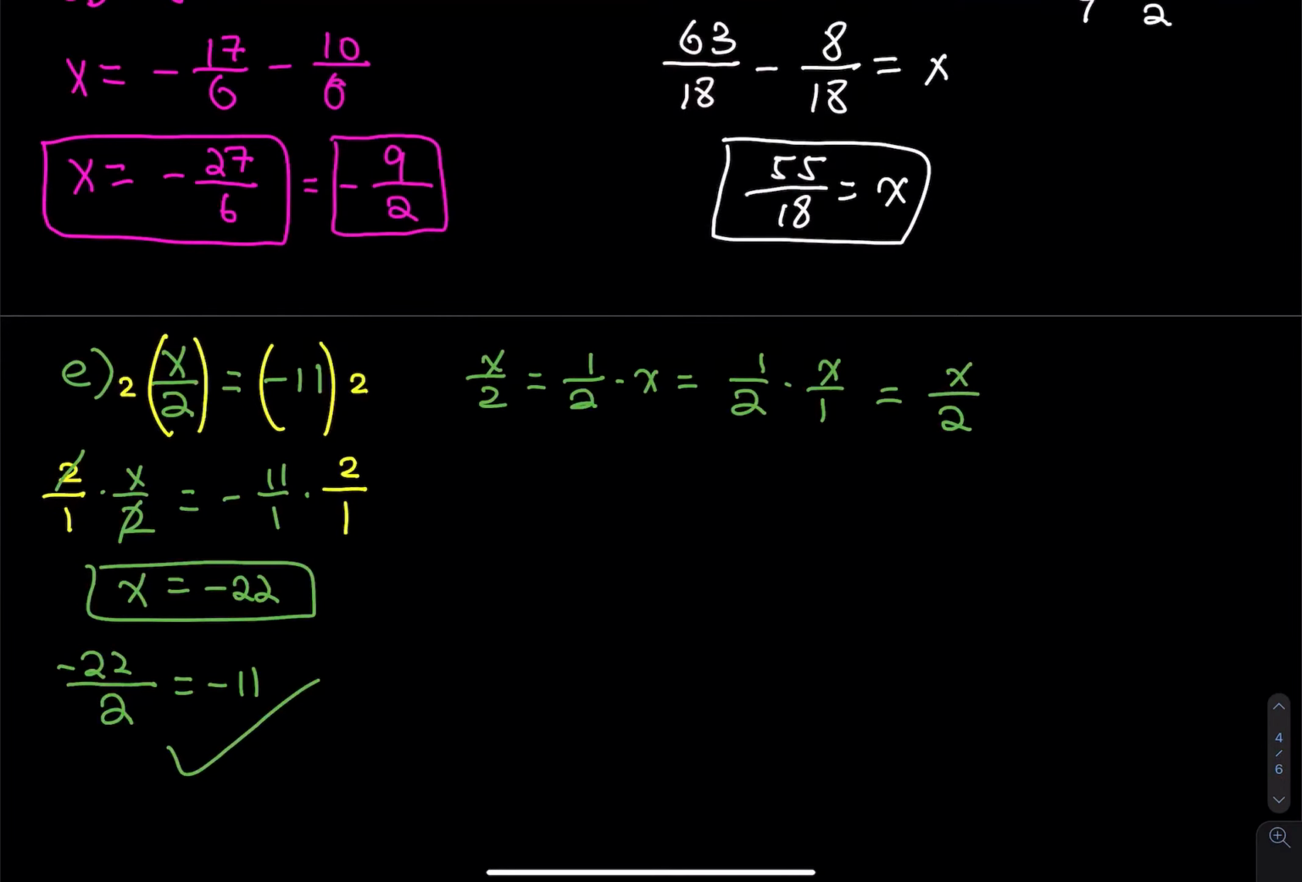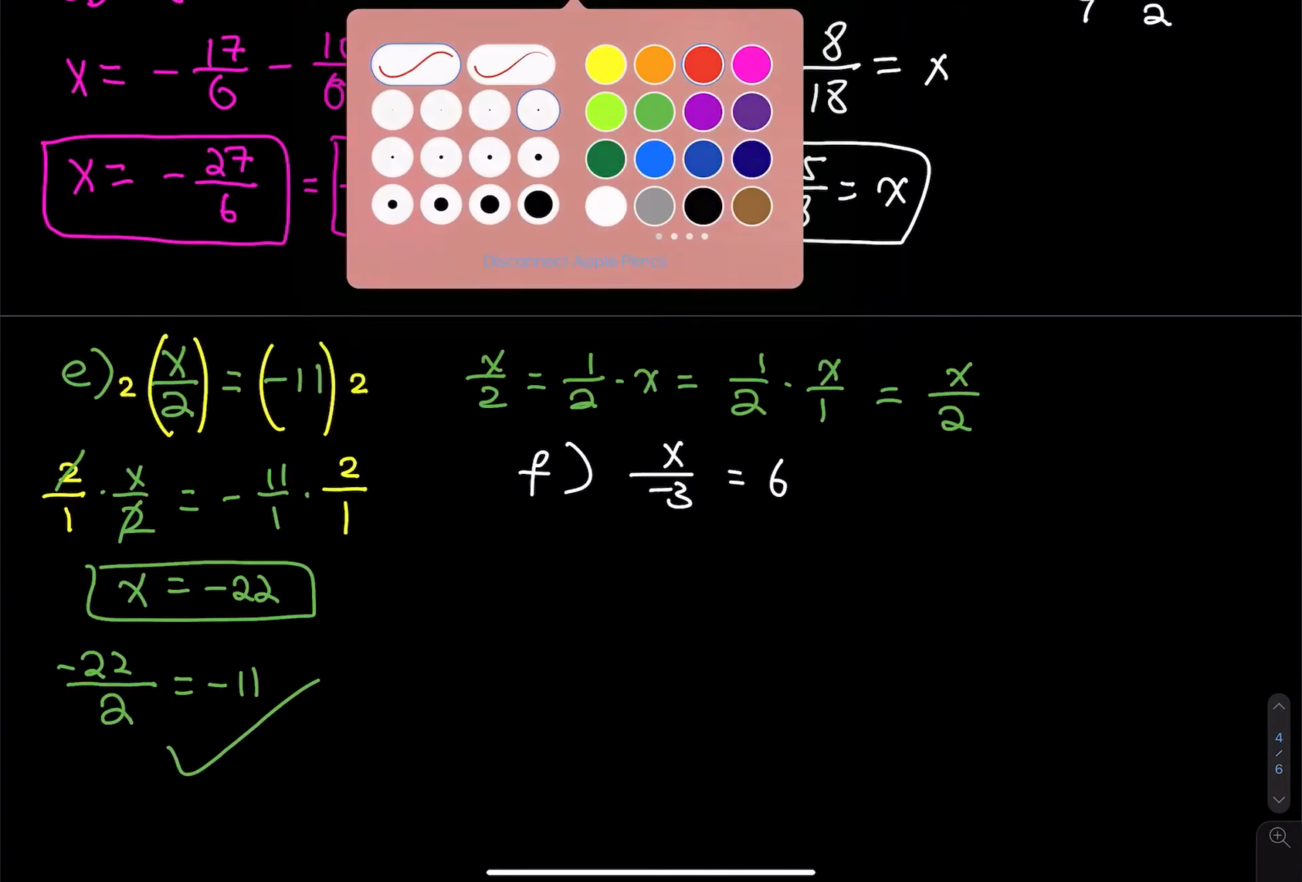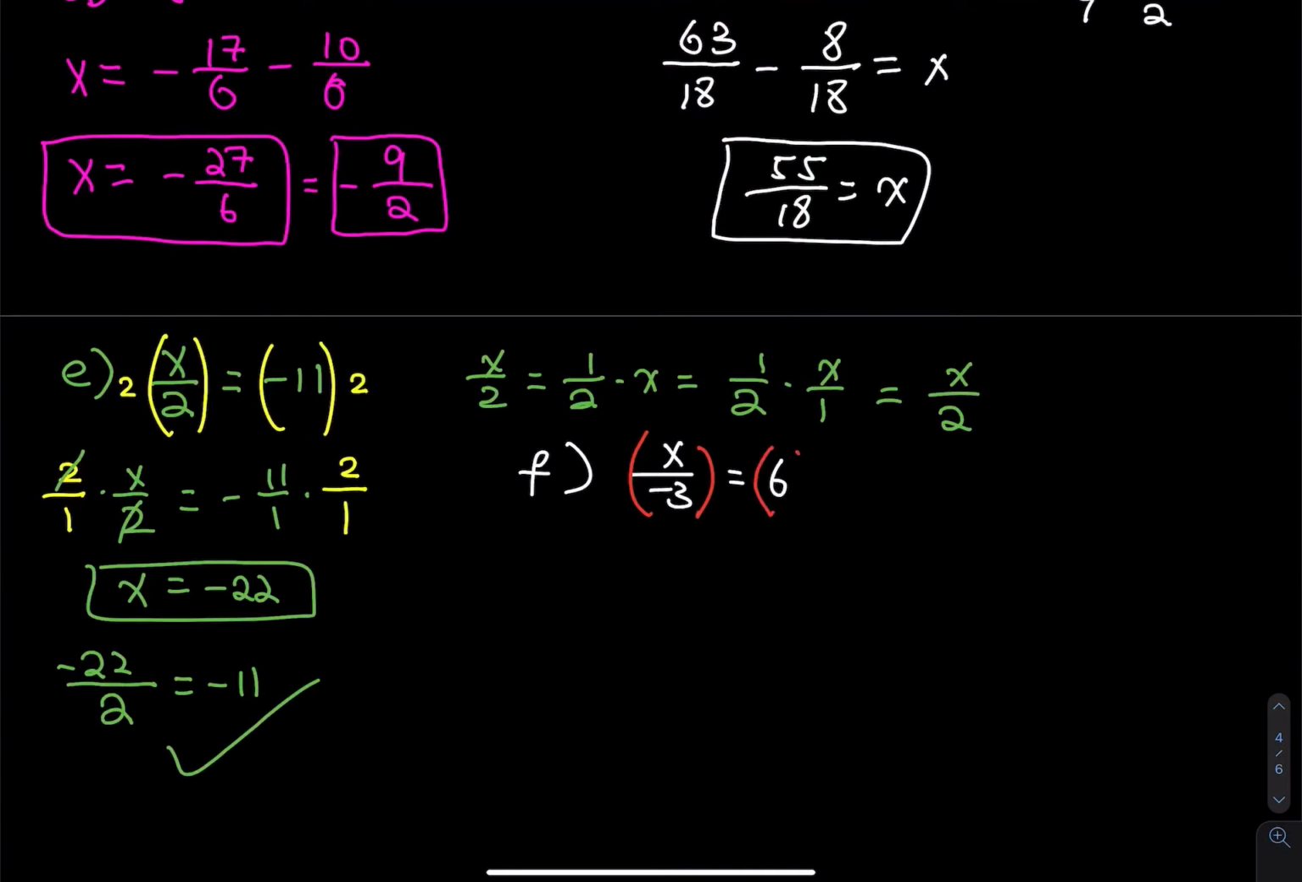And then F, you have x divided by negative 3 equals 6. What did I say in the previous problem? You have to multiply both sides by the denominator. So negative 3 times, so this is negative 3 over 1 times x over negative 3, right? So they are cancelled. So that is equal to x.